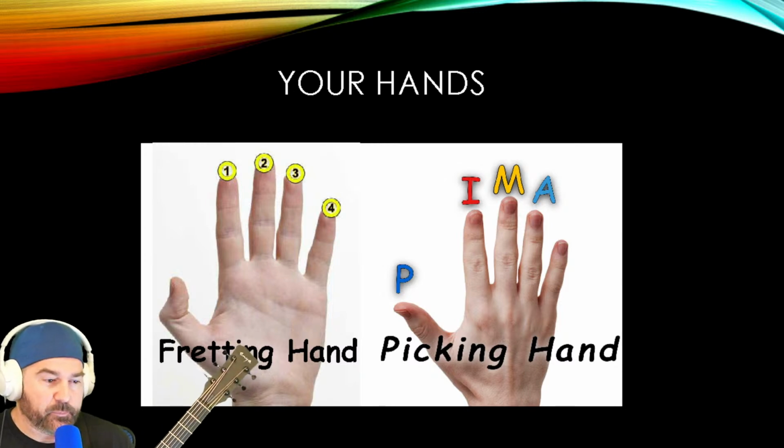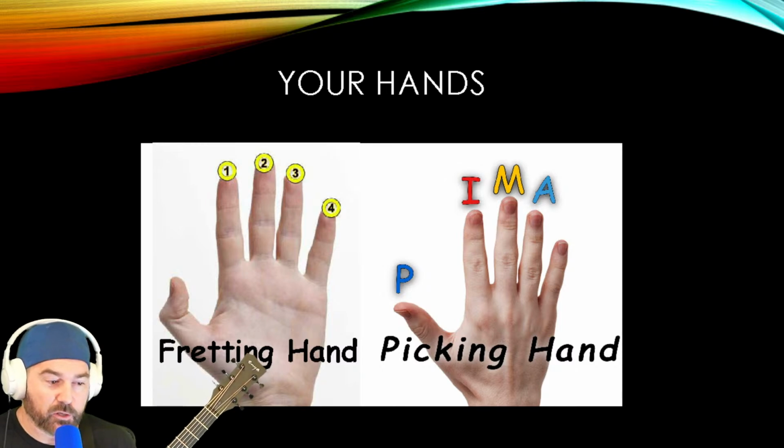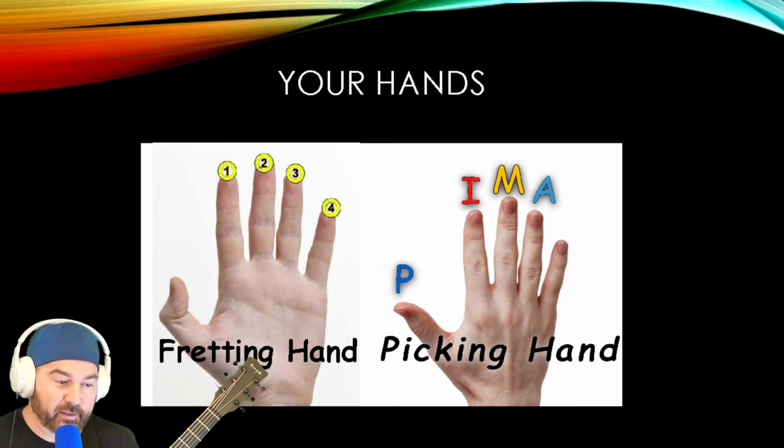As far as the PIMA, you're going to see this mostly in fingerstyle guitar books. These are the letters that are at the beginning of the Spanish words for thumb, index, middle, and ring finger. But if you see them, just know that P is your thumb, I is your index, M is middle, and A is your ring finger.